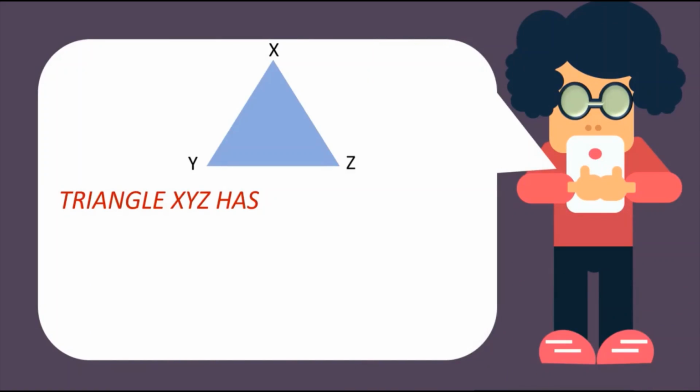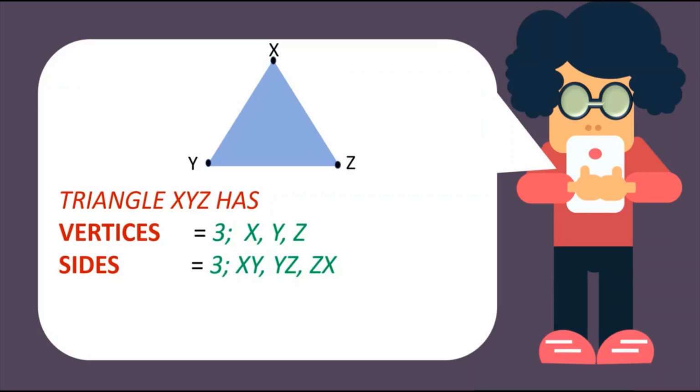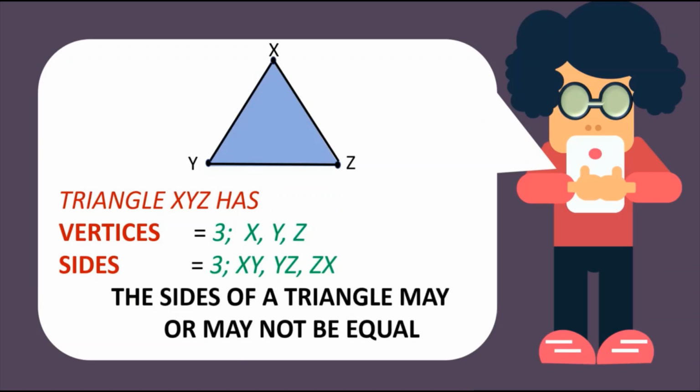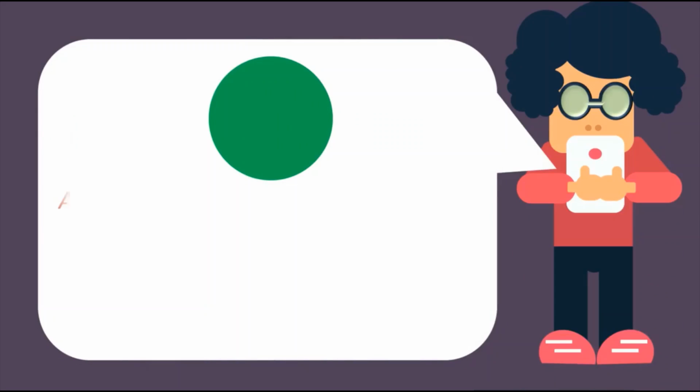A triangle. So here the triangle XYZ has 3 vertices or corners and they are X, Y and Z. How many sides does it have? 3. They are XY, YZ and ZX. Now, one thing you should remember, that the sides of a triangle, they may be equal or may not be equal.